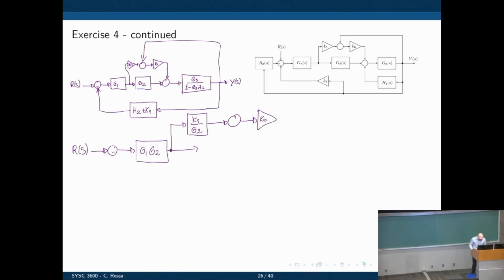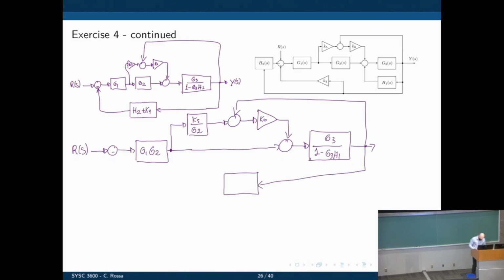Sorry, okay, I just mixed up here. And we have now fitting this sum. And we have that. And K2 plus H4.